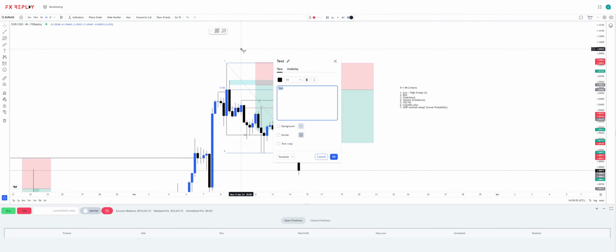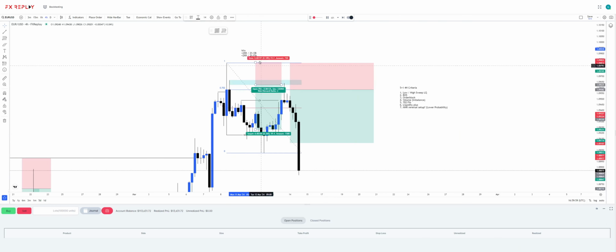So here we can make a note, a win. This was plus 2RR slash 2% on the OB and plus 2RR slash 2% on the fib. Okay, so we can leave that note there. So beautiful, TP on both.